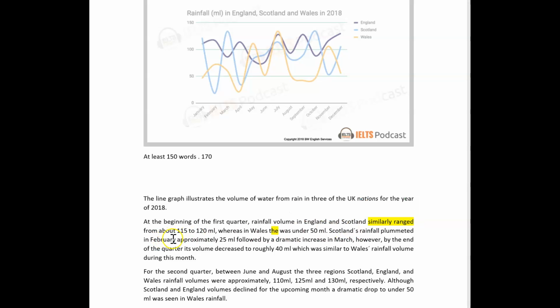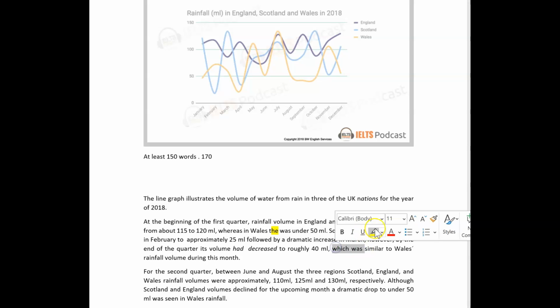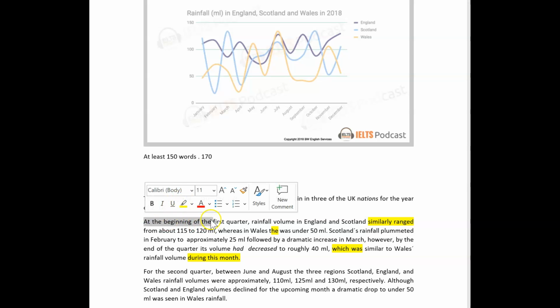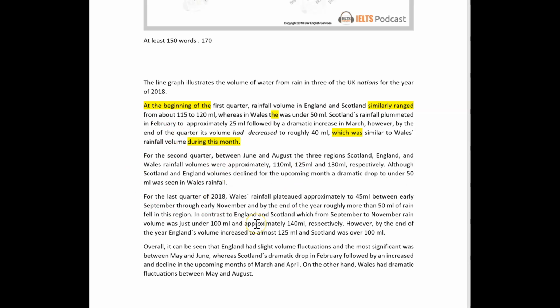Scotland's rainfall plummeted in February to approximately, followed by a dramatic increase in March. However, by the end of the quarter, its volume had decreased, okay, but you can actually technically want the past perfect in there, had decreased to roughly 40, which was similar to Wales's rainfall. And then, because you've got so many words, I would cut that, similar to Wales's rainfall, okay? That is absolutely fine. If you're worried about the word count being too long, just put in the first quarter, okay? But content-wise, I'm really more into the content at the moment. Content-wise, fantastic, okay? Now, watch out, because this is where it's going to get long, yeah?